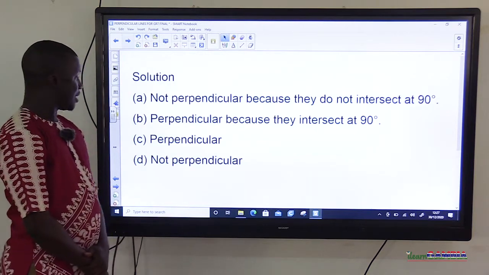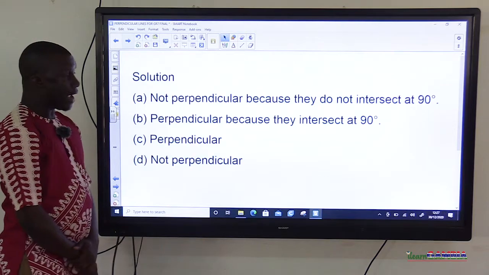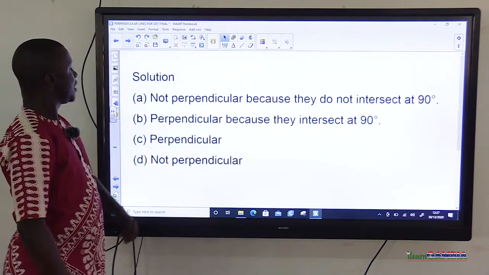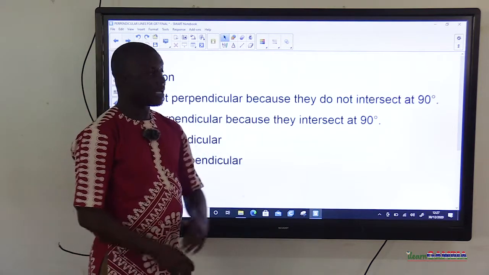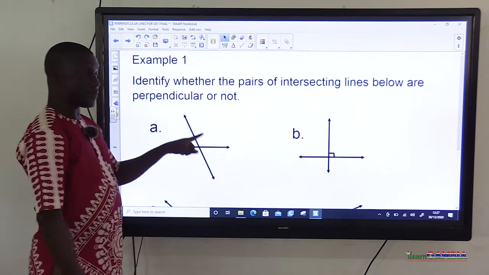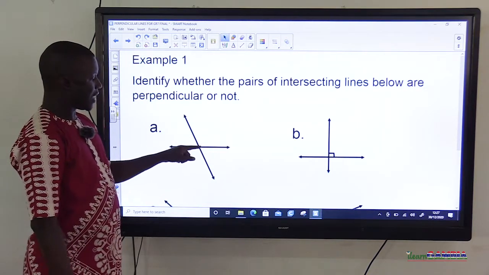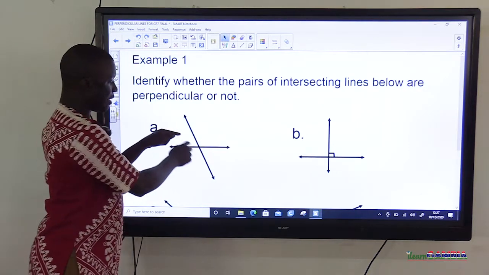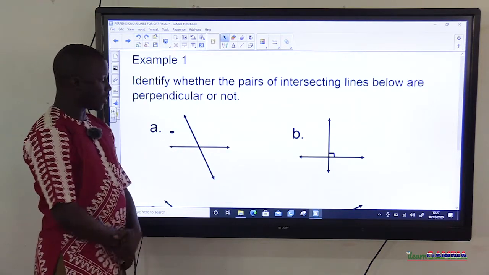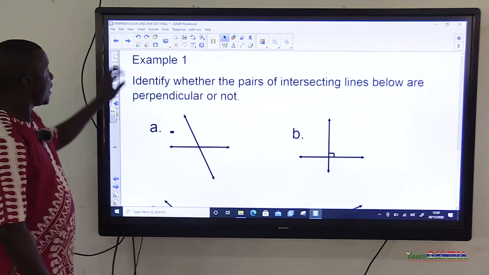Now the solution says diagram A, as we can see here, is not perpendicular because the lines do not intersect at 90 degrees. As we can see, their point of intersection is not 90 degrees. The two opposite angles are wider than the other two angles, the other two that are vertically opposite.